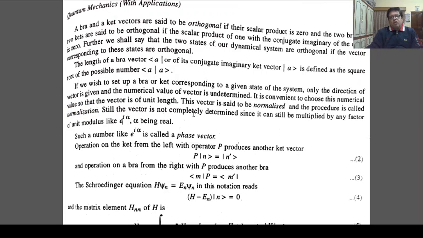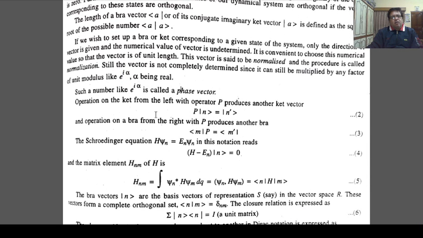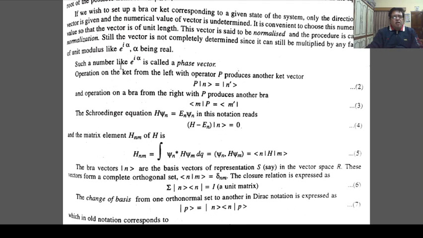Still, the vector is not completely determined since it can still be multiplied by any factor of unit modulus like e raised to iα, with α being real. Such a number like e raised to iα is called a phase factor.